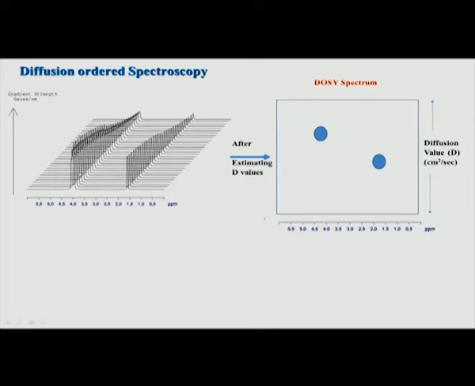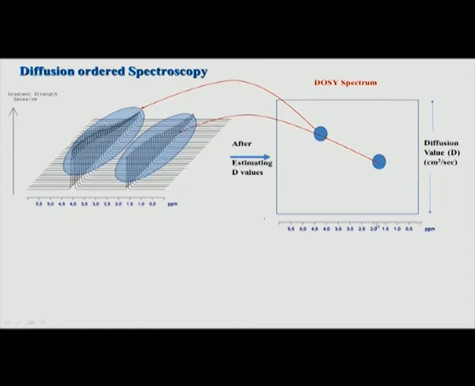Suppose these two are not the same molecule, these two peaks we are seeing here. Then, if I extract the diffusion values, this whole series, we use the word profile, may correspond to a different D value because it is a different molecule, and similarly this whole profile may correspond to a different diffusion and it may be a different molecule. So, the DOSY spectrum is plotted like this.